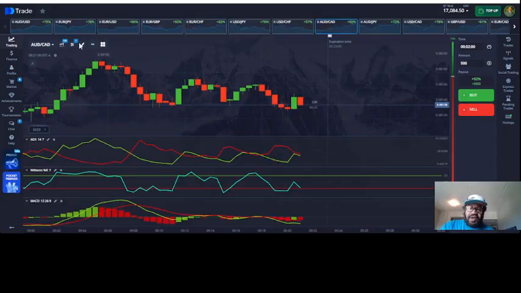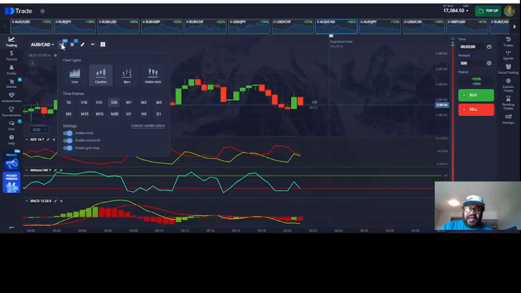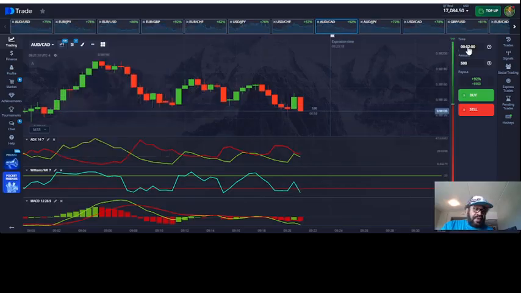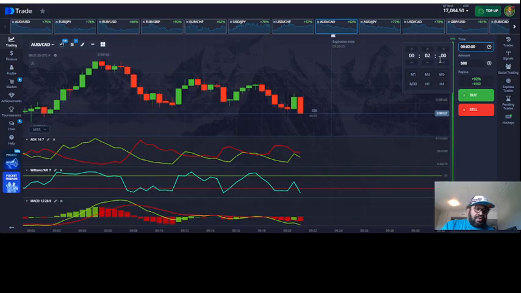For my candlestick charts, if we click on the candlestick icon here, I've set the candles to 30-second Japanese candles. And for my trade timer, I'm going to be taking 2-minute trades, so I've set it to 2 minutes while looking at 30-second Japanese candles. Okay, so what I'm going to do now is pause the video and look for some trade setups.